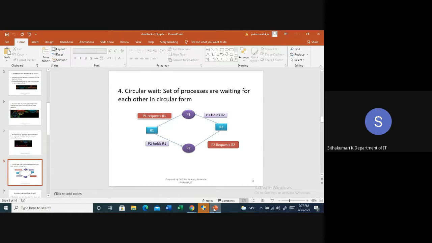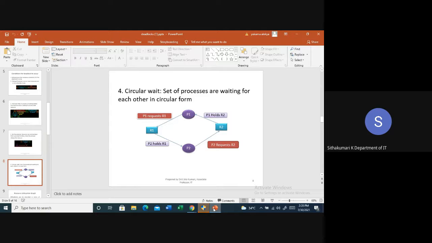Here, you have a set of processes which are waiting for each other in a circular fashion. P1 is waiting for P2, P2 is waiting for P3, P3 is waiting for P4, P4 is waiting for Pn, and Pn is waiting for P1 in turn. So you have a circular form, a circular wait.